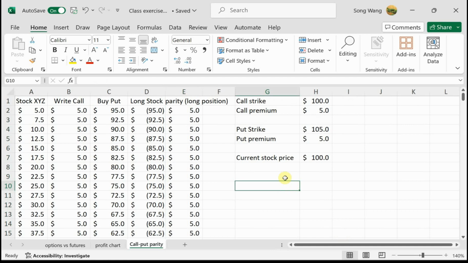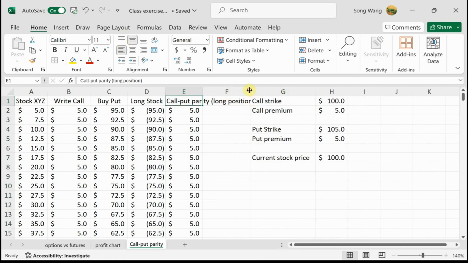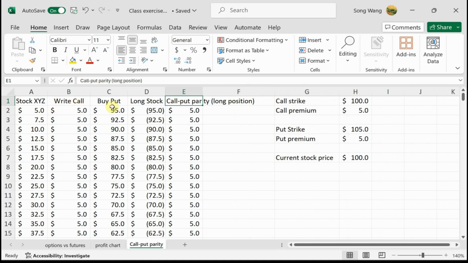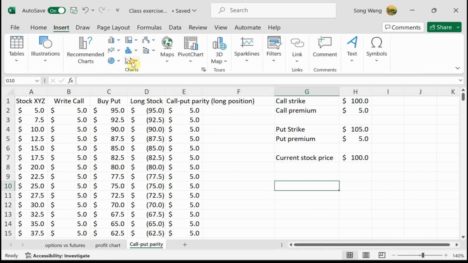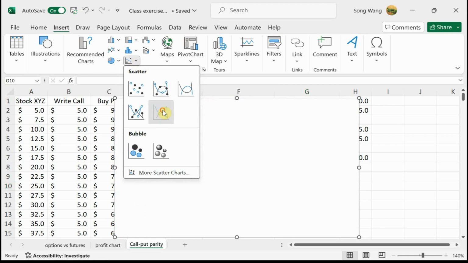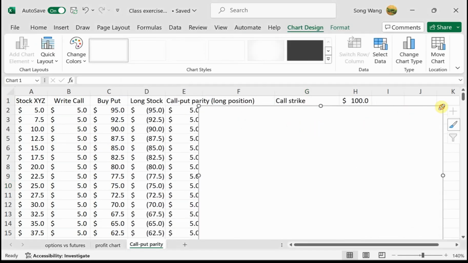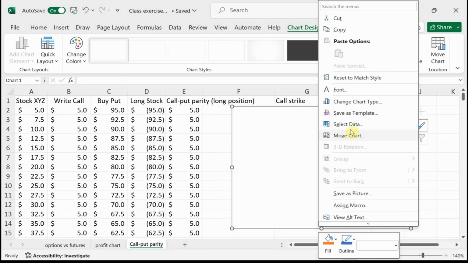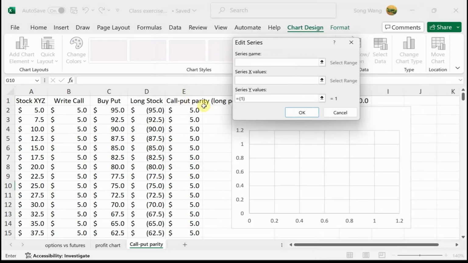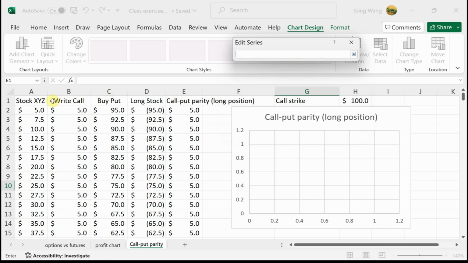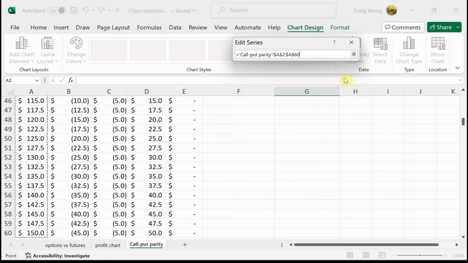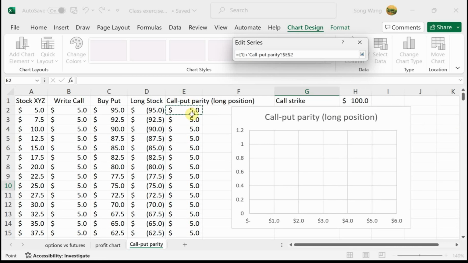And why do we want to do this? Because we are taking so much energy by trading 2 derivatives and also 1 stock. So if I put again the chart for profit, you will know the meaning of this put-call parity. I will again use this type of scatter chart. I will just select data, and then the name is the parity, the X values would be all the stock prices, and the Y values would be all the profit from the parity.